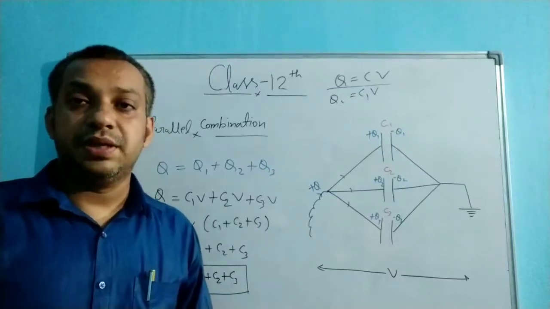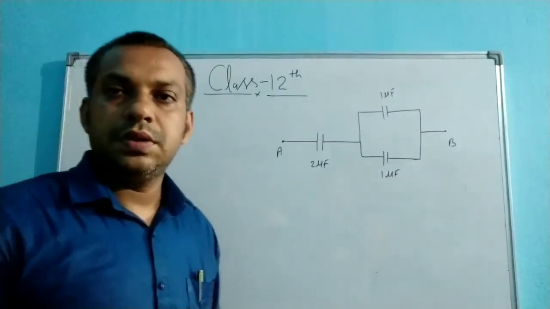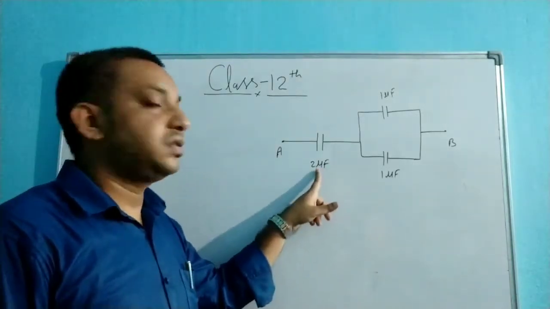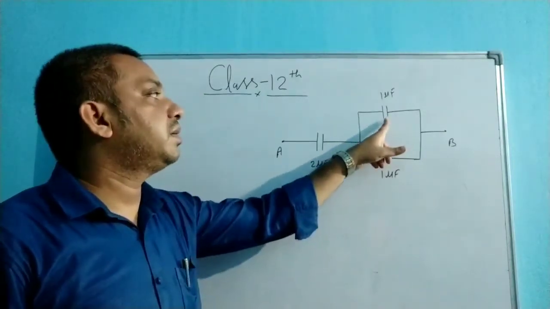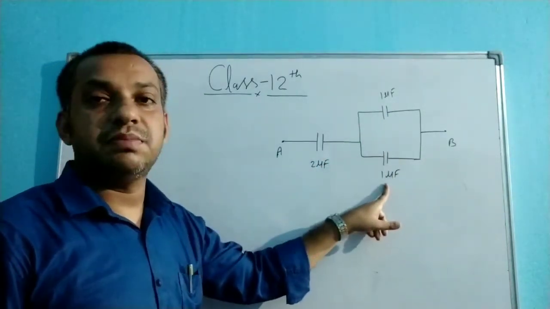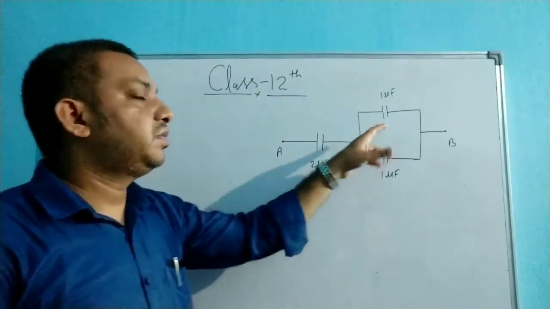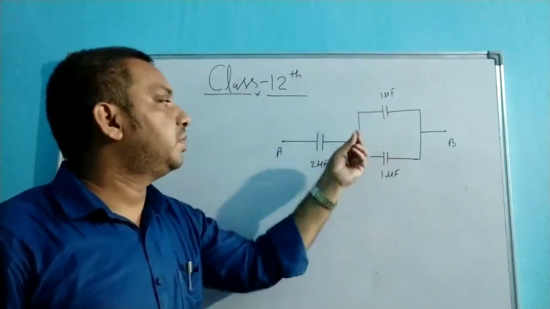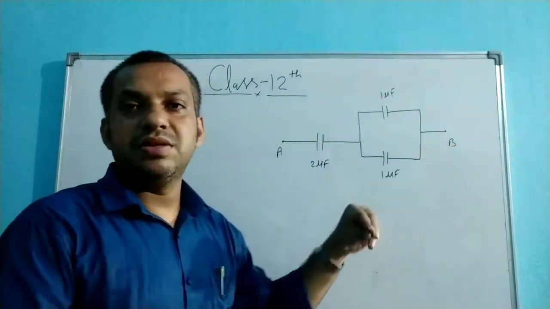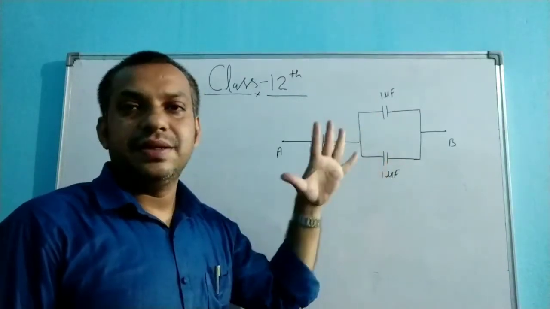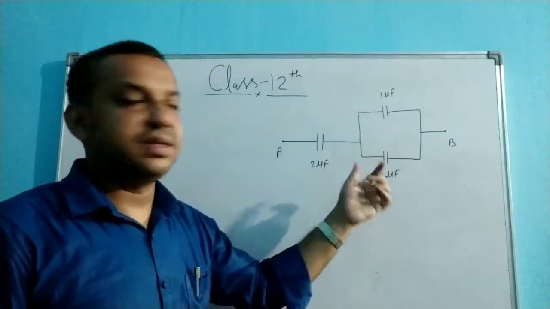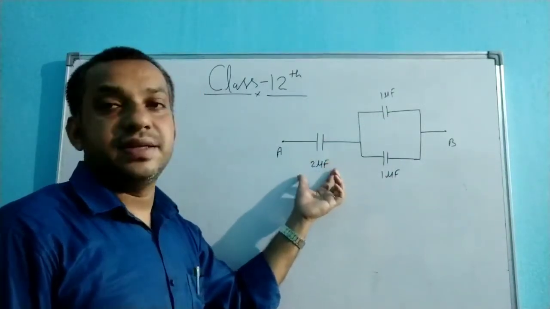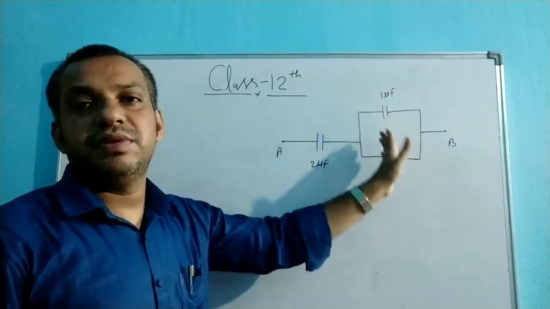Let us discuss some numericals. In this question, you can see we have three capacitors: this is the 2 microfarad capacitor, this one is the 1 microfarad capacitor, and this one is also the 1 microfarad capacitor. You can see clearly that this 1 microfarad and this 1 microfarad capacitor are connected in parallel, because both the heads are at 1 point, both the tails are at 1 point, and the potential difference across both the capacitors is the same. That is why these two are in the parallel combination. And this is connected in series with the rest of the circuit arrangement.